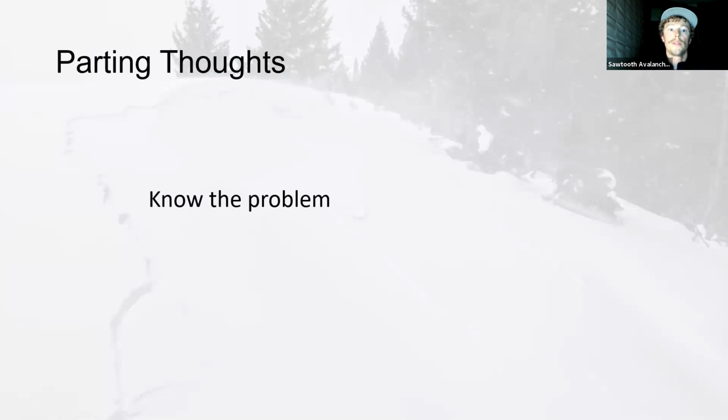So I kind of want to leave you with a few tidbits. First, know the problem. Persistent slab and deep persistent slab avalanches behave differently than storm slabs and wind slabs. They can be triggered weeks and months after a storm, and avalanches can propagate widely, spanning multiple sub-ridges at a time. So what can you do?